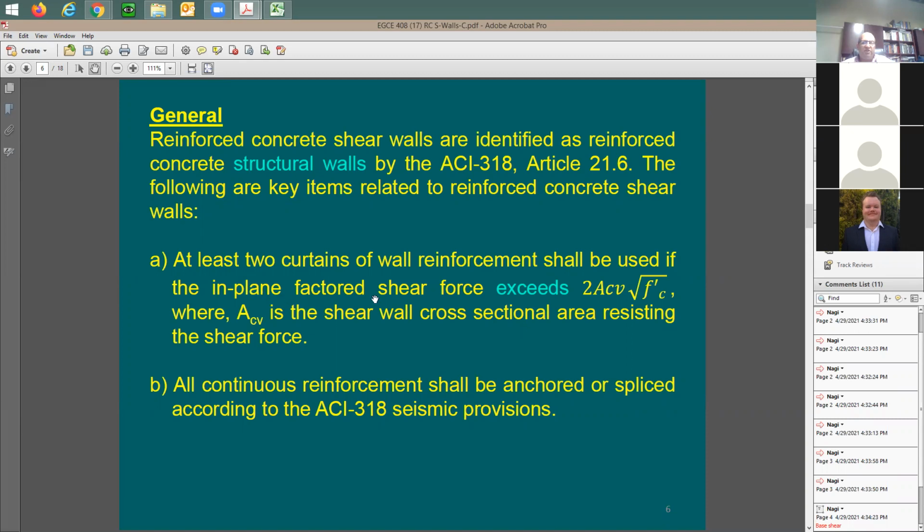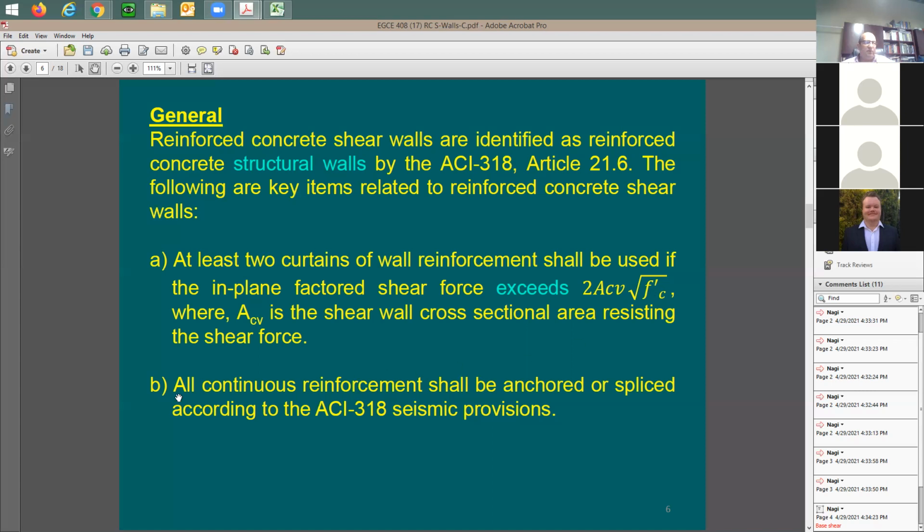If the shear, which means the force in each wall, is going to be higher than 2 square root of F prime C, this ACV is going to be the sheared area of the wall. We're going to be talking about this. And of course, F prime C is going to be the concrete strength.